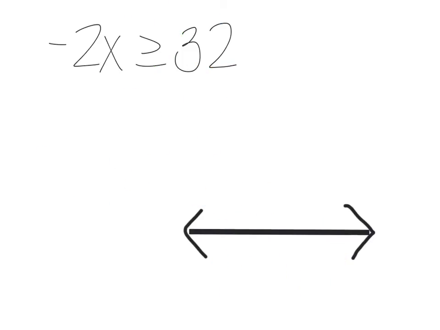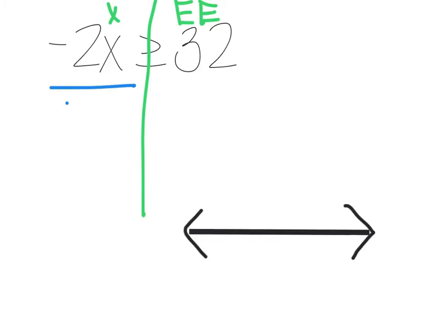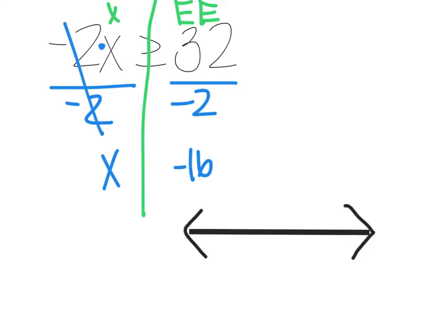Our next one, we have negative 2x is greater than or equal to 32. So I'm going to draw my line. I want my x's on one side and everything else on the other. So to get x by itself, I'm going to divide both sides by a negative 2. And the reason I divide is because that negative 2 was multiplied originally. So negative 2 over negative 2 cancels. I get x and negative 16. Remember, I divided by a negative, so my red flag comes up. So that means I need to flip my inequality sign. So instead of being greater than or equal to, it's now going to be a less than or equal to.